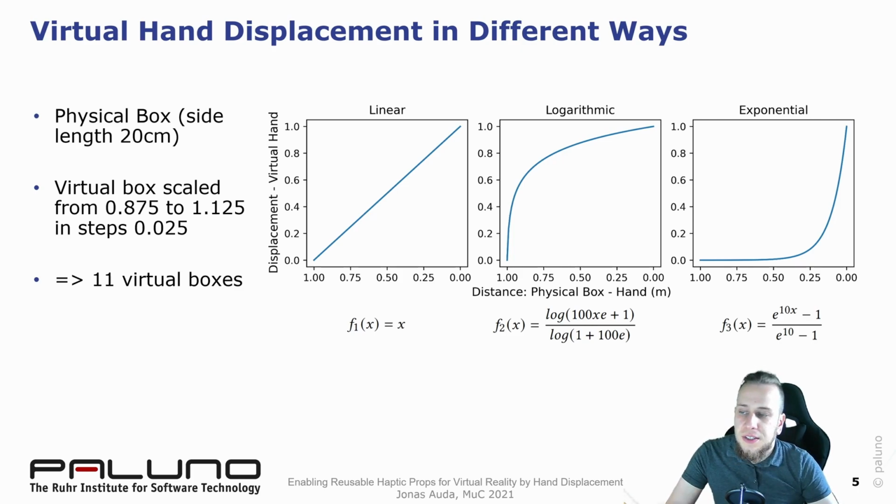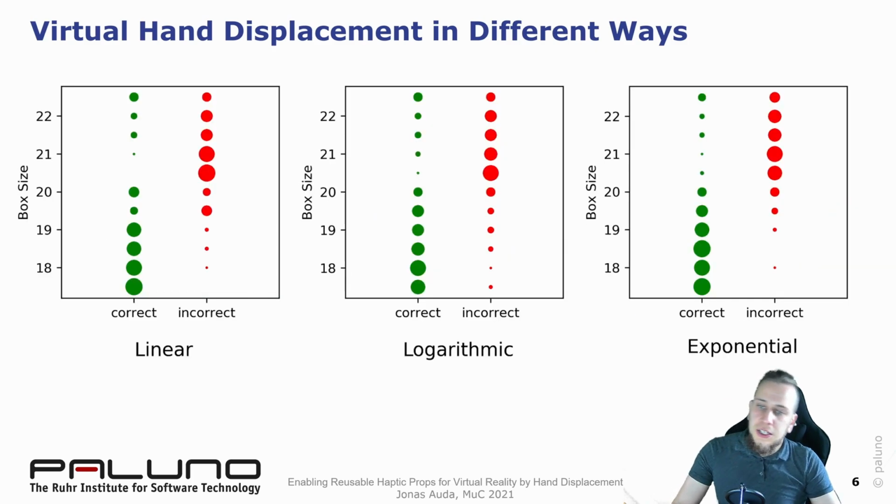We handed our participants 11 virtual boxes that differed in size. Some were smaller, some were bigger, some were of the same size, and we investigated if they can guess if the boxes are smaller, larger, or of the same size when these different displacement functions are applied. Here we did not really find any differences, but our participants tended to guess more correctly when the boxes were smaller than the physical prop.